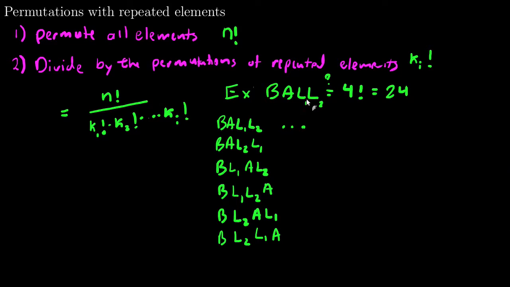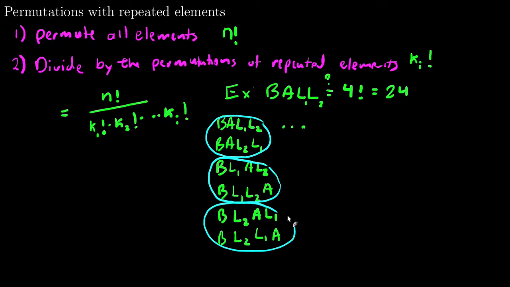If I don't somehow differentiate between L1 and L2, then these are the same, and these are the same, and these are the same. That's because in any single permutation of ball, since there are 2 L's, there are 2 factorial ways to move the L's around. So if I try to count 24, each of those shows up too many times. It shows up twice.